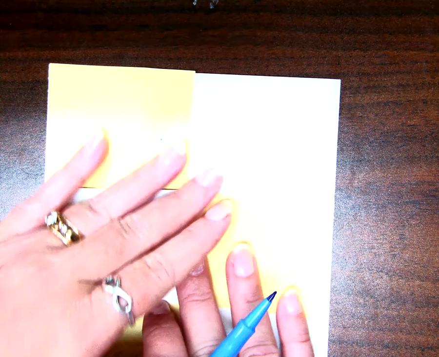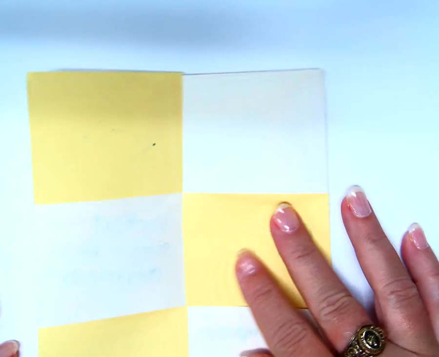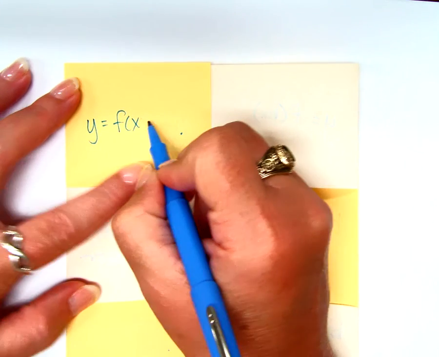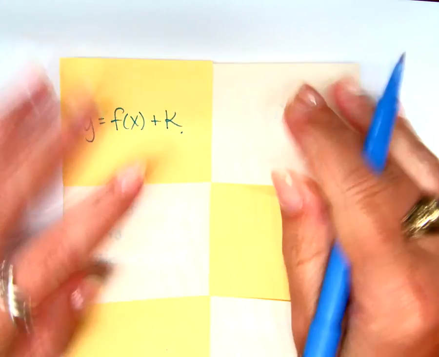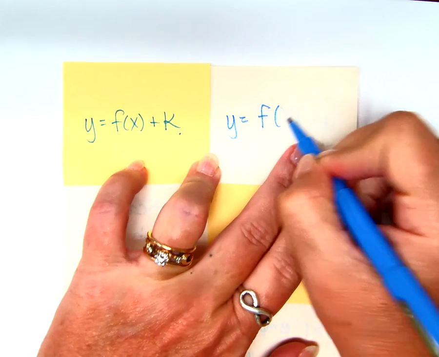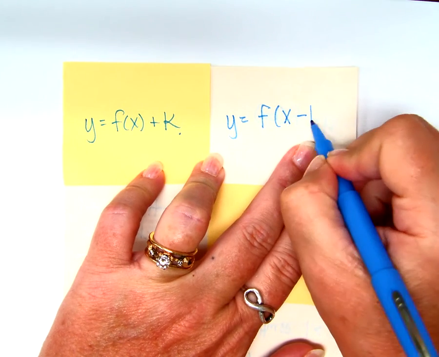Okay? Got it? So we have 2 more columns to make notes for. I need to get a white piece of paper behind here so it doesn't freak out. Okay. So here we have y equals f of x plus k. And here we have y equals f of x minus h.